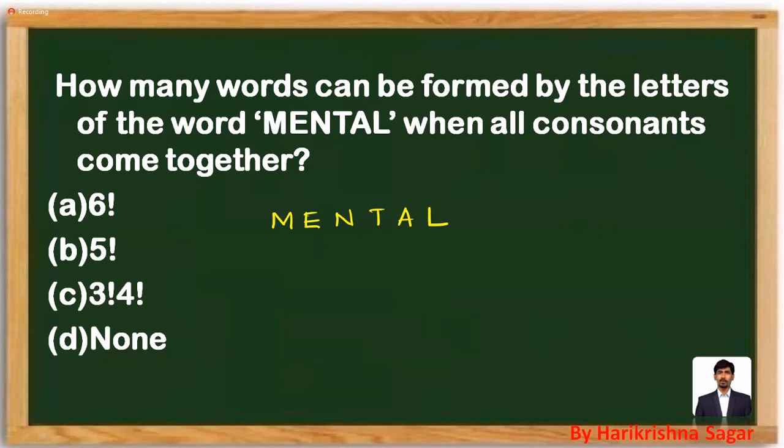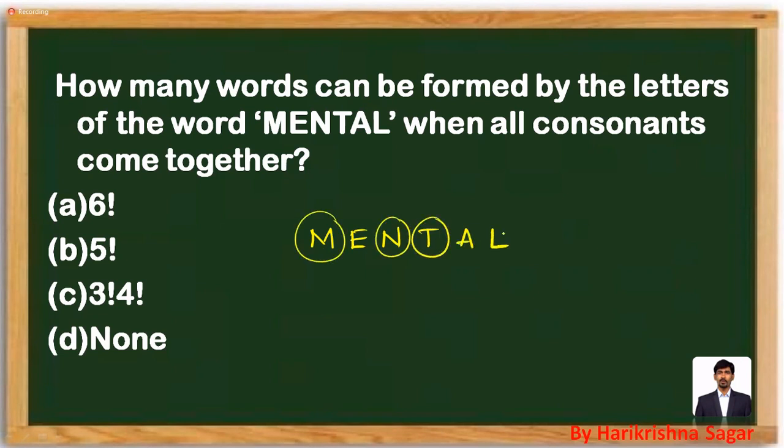So what are the consonants? A and E, we have to make sure, are the vowels. So in "mental", what are the consonants? Just try to observe. In "mental", the consonants are M, N, T, L. So four are the consonants. Given that the consonants are together, that means M, N, T, L are together. The remaining are E and A.